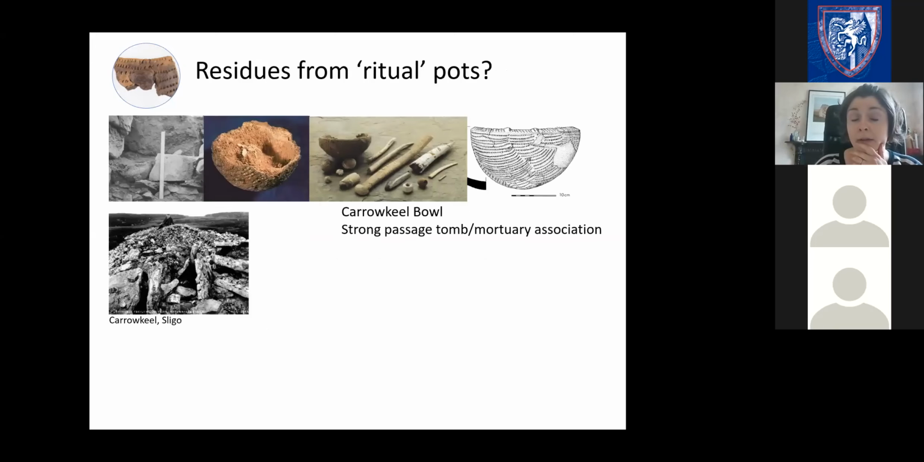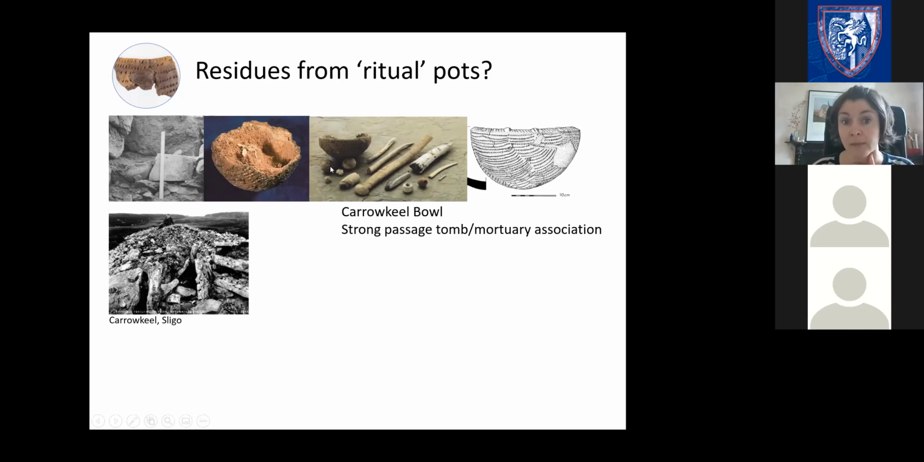Another nice little side one, which we're digging into a bit more in the Passage Between People project, is to look at what's in the ritual pots. It's something I avoided in my earlier study because we weren't sure we'd find anything, and it was a bit of a risk. But now we know that the lipid preservation is so good in Irish pottery, it's definitely well worth examining vessels from quote unquote ritual context.